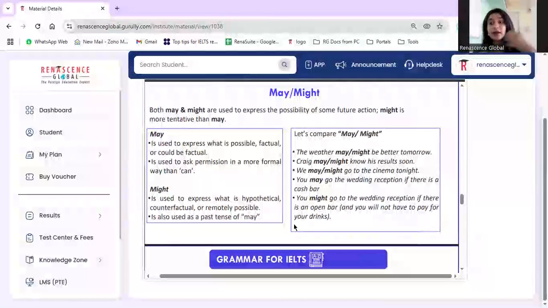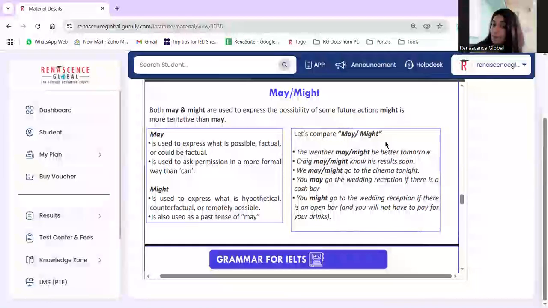For instance, if I talk about who has opened my laptop. Oh, I might have opened your laptop. Why? Because you are not sure if you have done that or not. But we are talking about the past. So might can also be used as the past form of may.